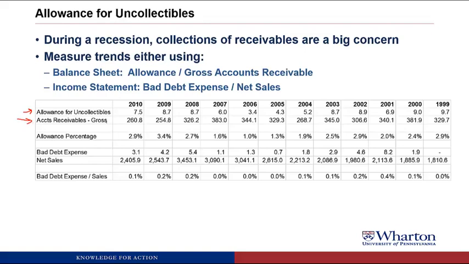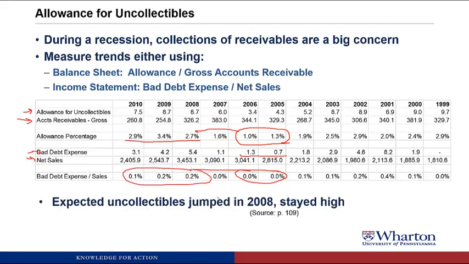And as we can see, back in the salad days, the heydays of the mid-2000s, only about 1% of gross receivables were expected to be uncollected. That jumped up in 2008, and it stayed high since then. We see a similar thing if we compare bad debt expense to net sales. It was a really small percentage, basically zero in the mid-2000s, and now it's come up to 0.2% and to 0.1%.